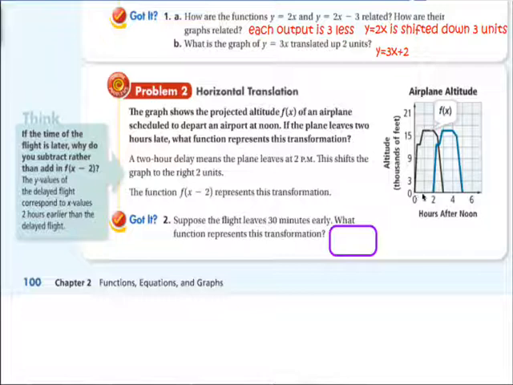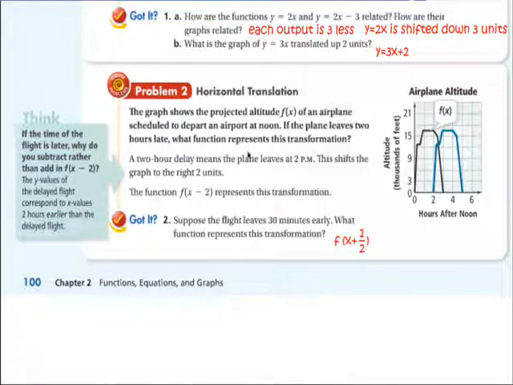So if this is 2 hours late, goes to the right, then 30 minutes early should go to the left. Well, if we subtract to go to the right, then we add to go to the left. And if the units are hours, then 30 minutes would be 1/2. So that would be f of x plus 2. That's what the function would be to represent that transformation.